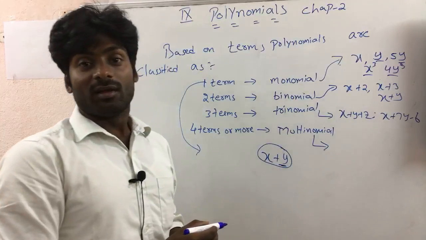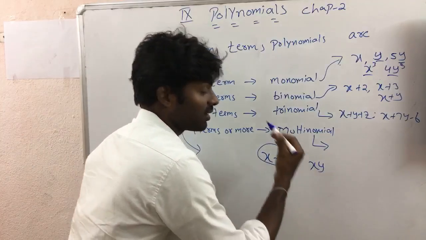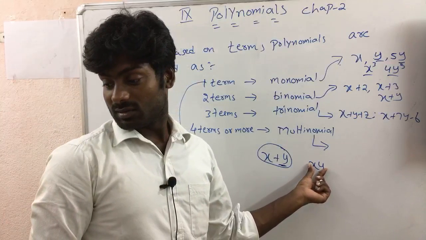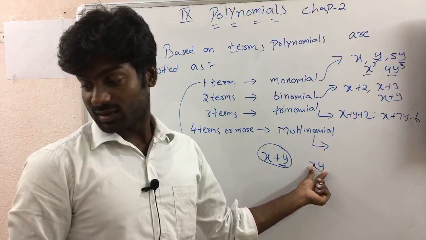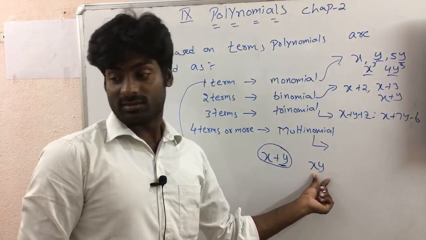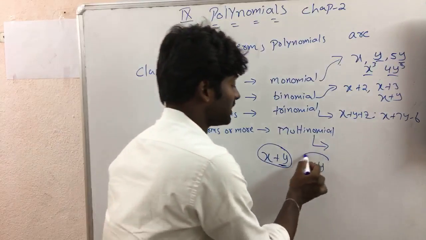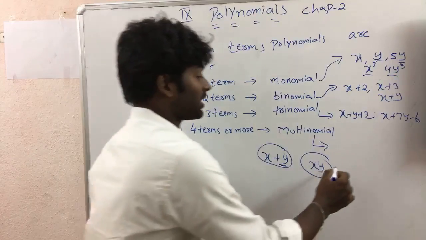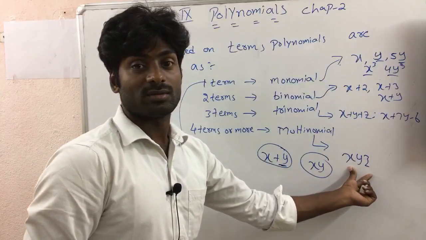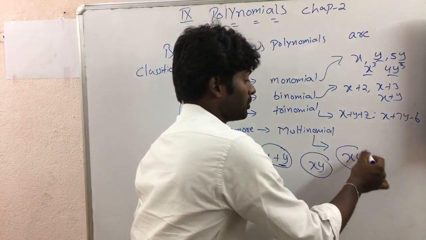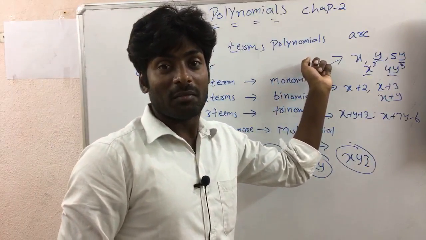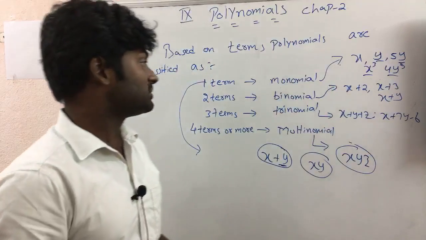So observe carefully. Can I write xy? Is it monomial or binomial? If I write xy, is it monomial or binomial? Yes, monomial, because this is a single term. Even I can write xyz also. So all these are monomials. That means we can write more than one variable in a monomial. Don't confuse here.